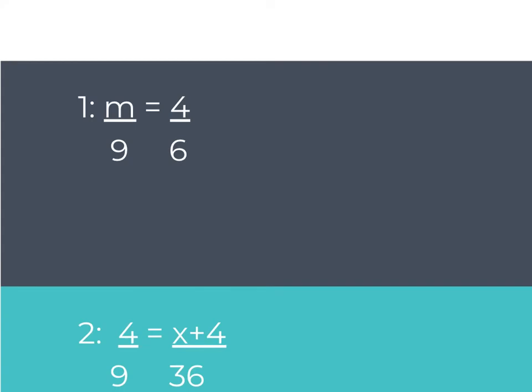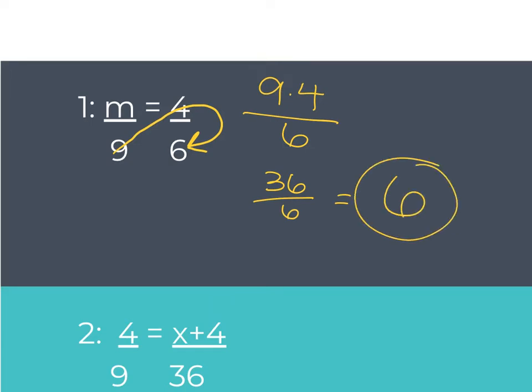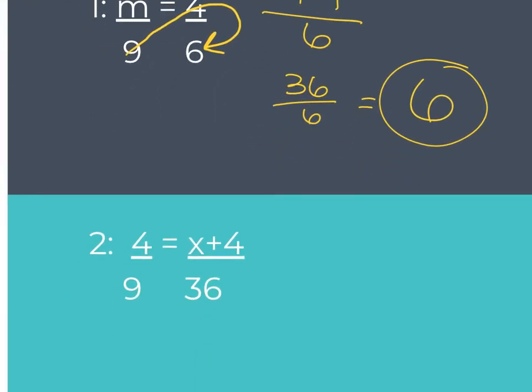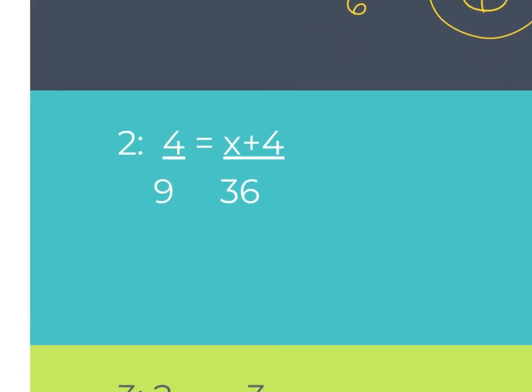Looking at this first example, I'm going to cross multiply and divide. So I'm doing 9 times 4, all divided by 6. 9 times 4 is 36 divided by 6. M has to be 6. On this next one, x plus 4 will equal whatever my fishhook cross multiply dividing equals. So 36 times 4 divided by 9, which works out to be 16. Then when I add the 4 back, x is 20.